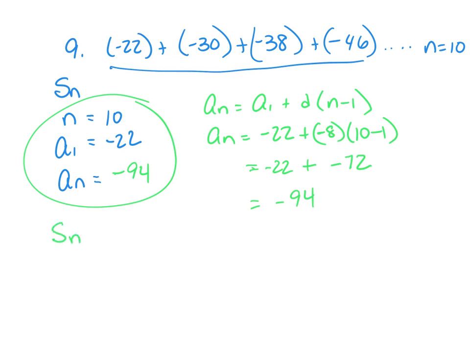The sum is N over 2, which is 5 times A1, which is negative 22, plus AN, which is negative 94, which is 5 times negative 116, whatever that is.